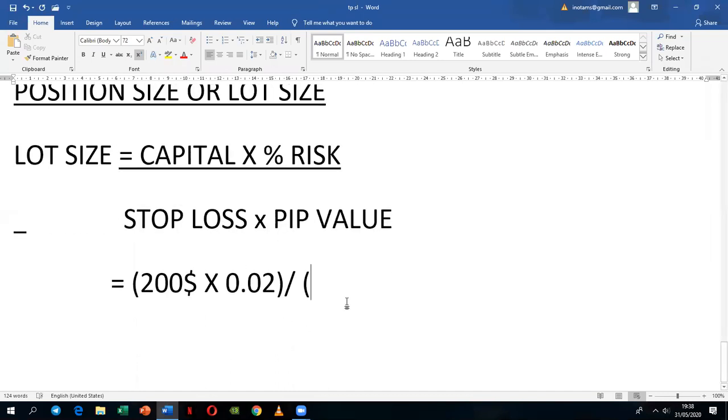What is the stop loss you want to use for all your trades? Moze, what is your favorite stop loss? Is it 50? Is it 30? Times pip value. What is your favorite stop loss? 50 pips. They're just like me. So what is the pip value? In this case, let's say we're using EUR/USD, whose pip value is 10. Okay?